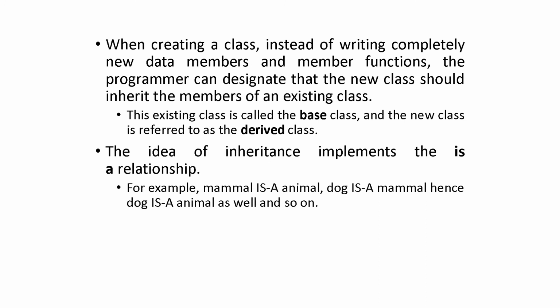Again, it is written: when creating a class, instead of writing completely new data members and member functions, the programmer can designate that a new class should inherit the members of an existing class. That is, inherit means includes. This existing class is called the base class and the new class is known as the derived class. That is, the parent class is known as the base class and the child class is known as the derived class.